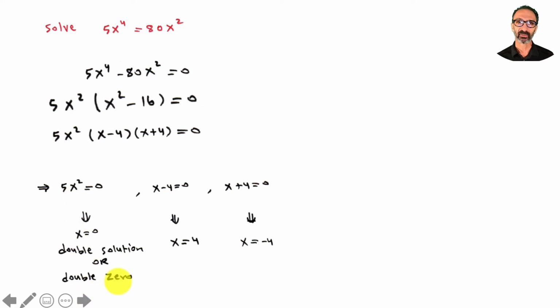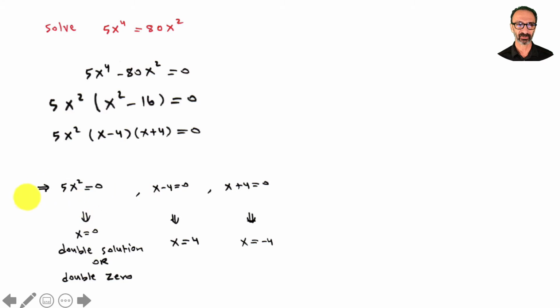Now, what does it mean? In math, in lower math, we just say like we have 3 zeros or 3 answers. In higher math, we distinguish between this type of 0 and these zeros. Why? This is called double because that's 5 times 0 times 0. X to the 2nd is x times x. So actually it gives you 2 zeros.